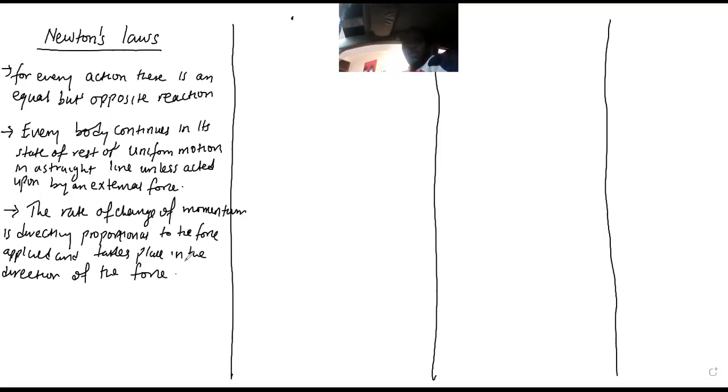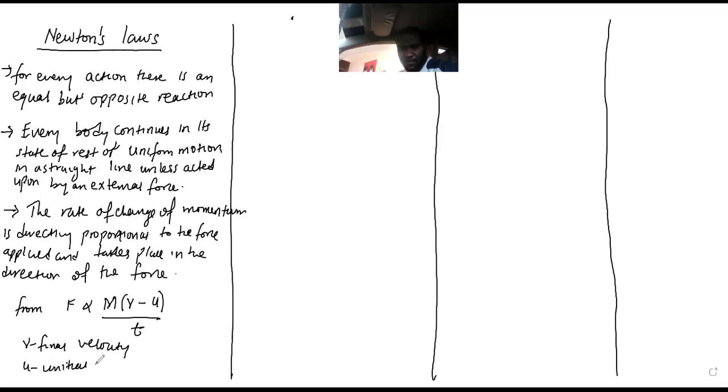Now, from Newton's law, I have interest in this last law, from where we have said force is directly proportional to the rate of change of momentum. Whereby V is the final velocity of the body, U is the initial velocity of the body, T is the time taken, and F is the force applied on the body.